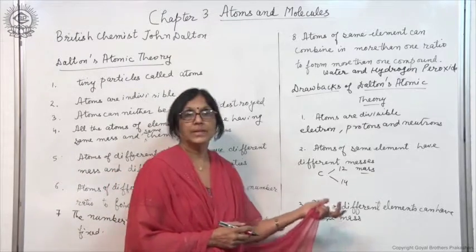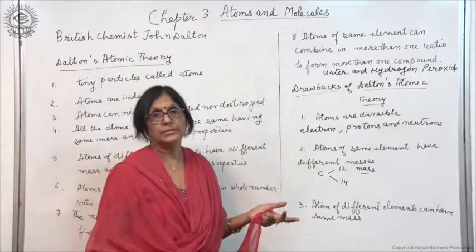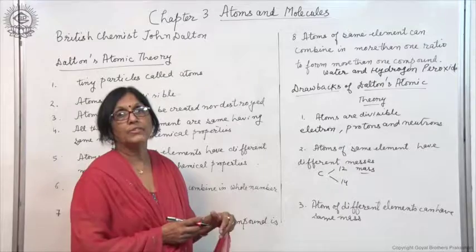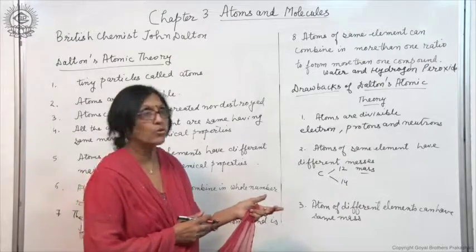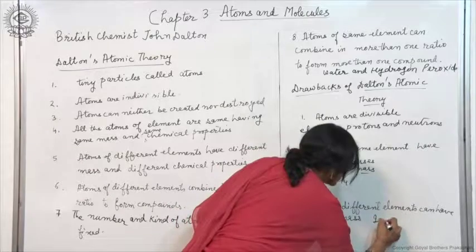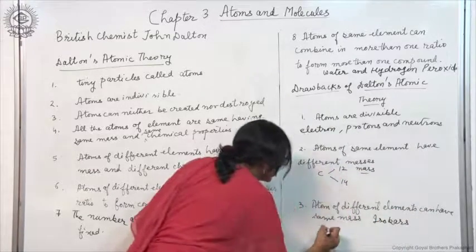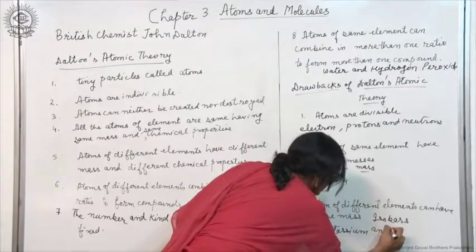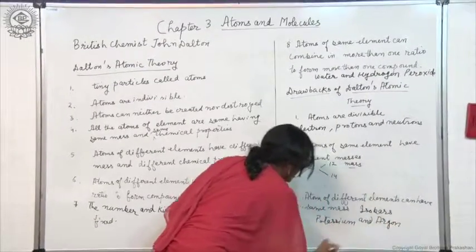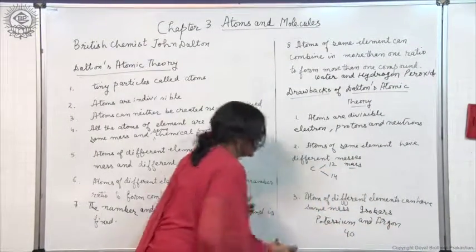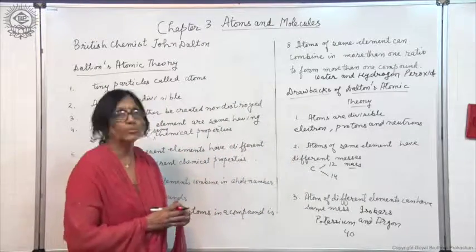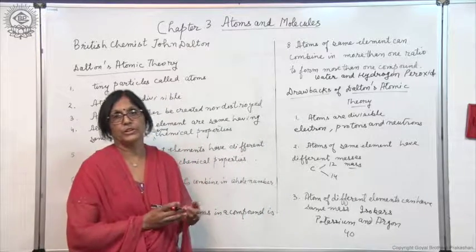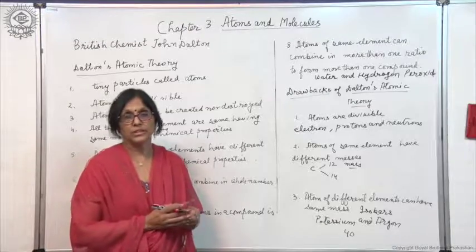Another drawback was that he said atoms of different elements have different masses, but it was found that atoms of different elements can have the same mass, which are now called isobars. For example, potassium and argon both have the same mass 40, and they are called isobars. So, these are a few drawbacks on the basis of which Dalton's atomic theory was later rejected and modified.